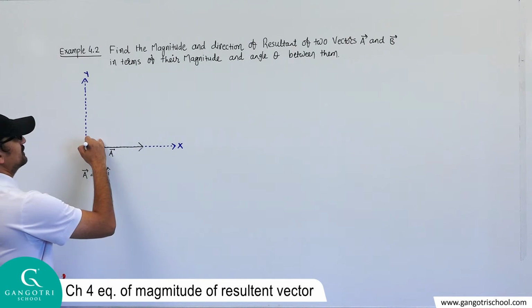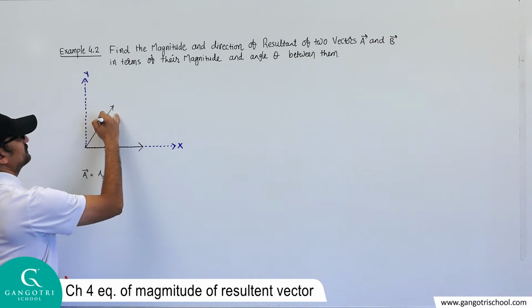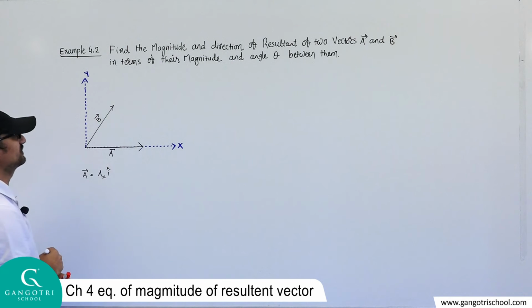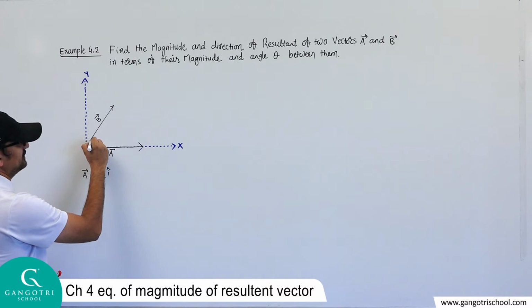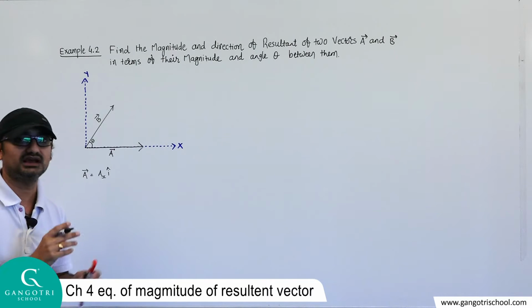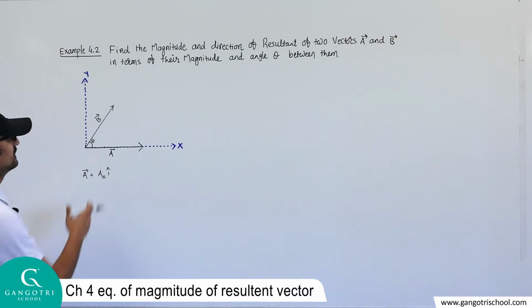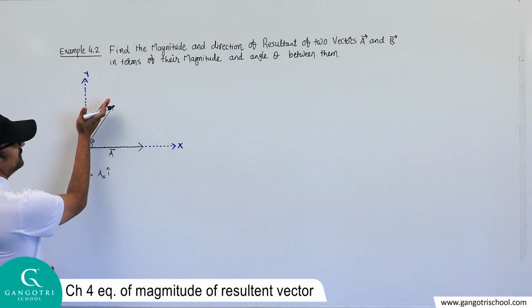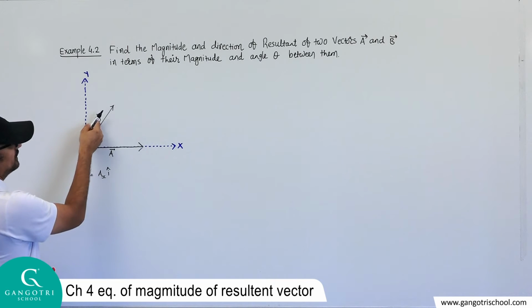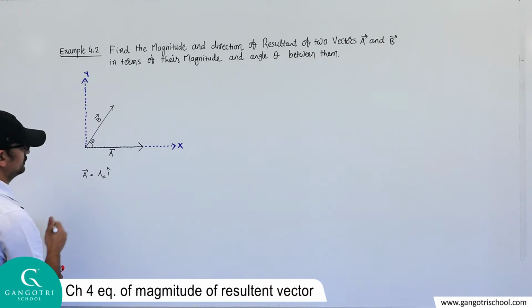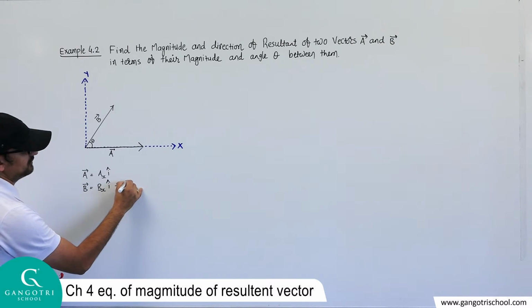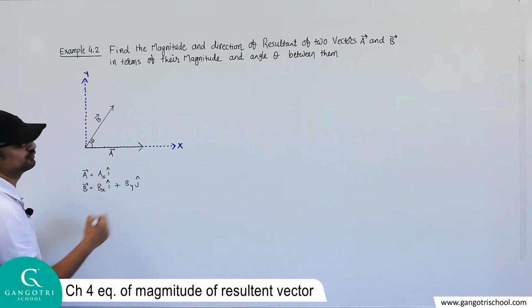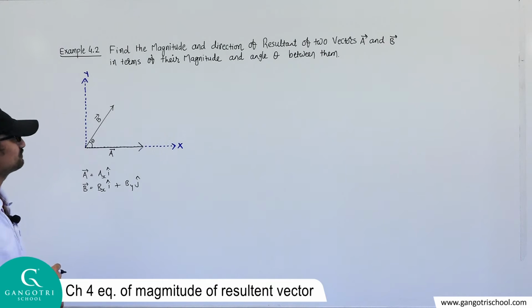Now let's assume another vector B. Suppose this is vector B, and suppose the angle between vector A and vector B is theta. Theta is the angle between the given two vectors. Now if we think about vector B, vector B has two components, x component and y component. So the equation of vector B we can write in this way, bx i caret plus by j caret, because vector B has two components.